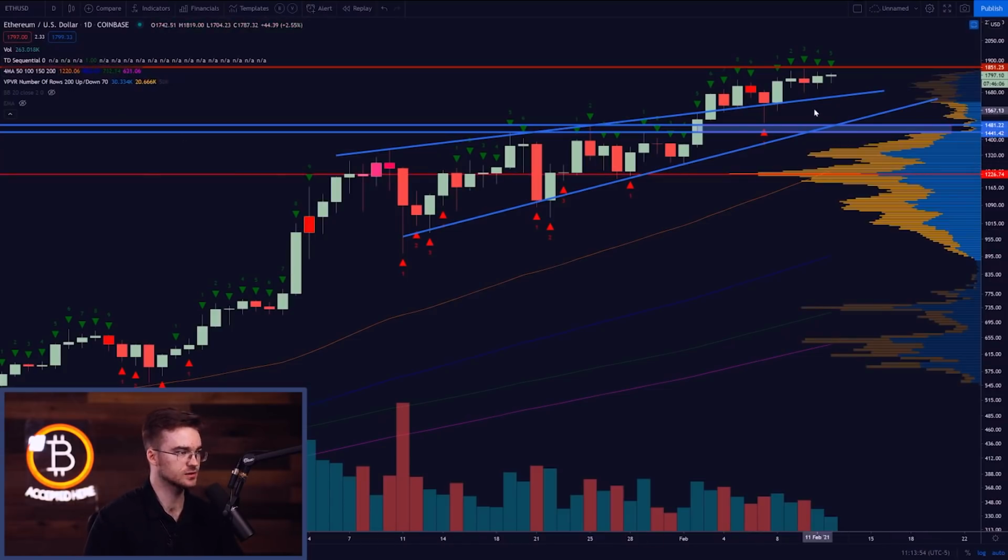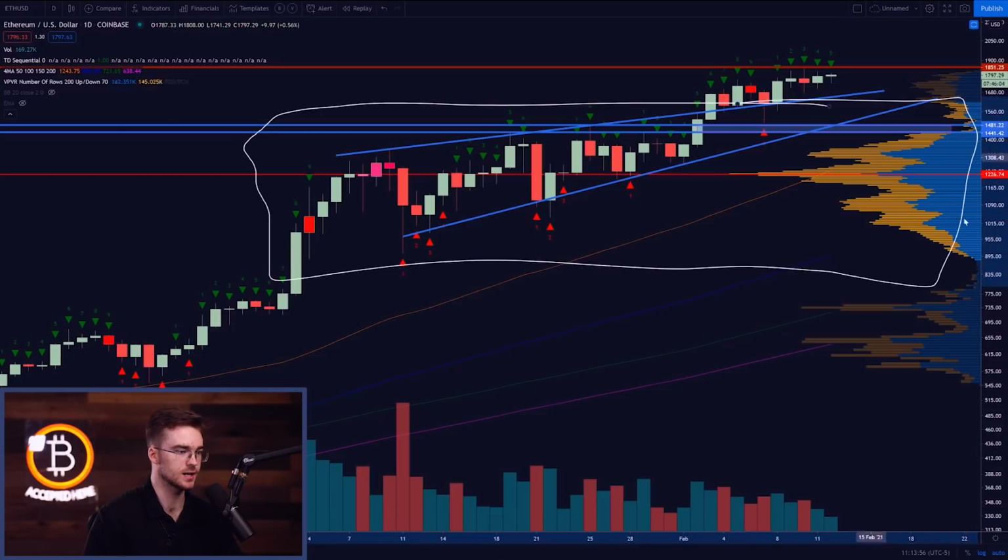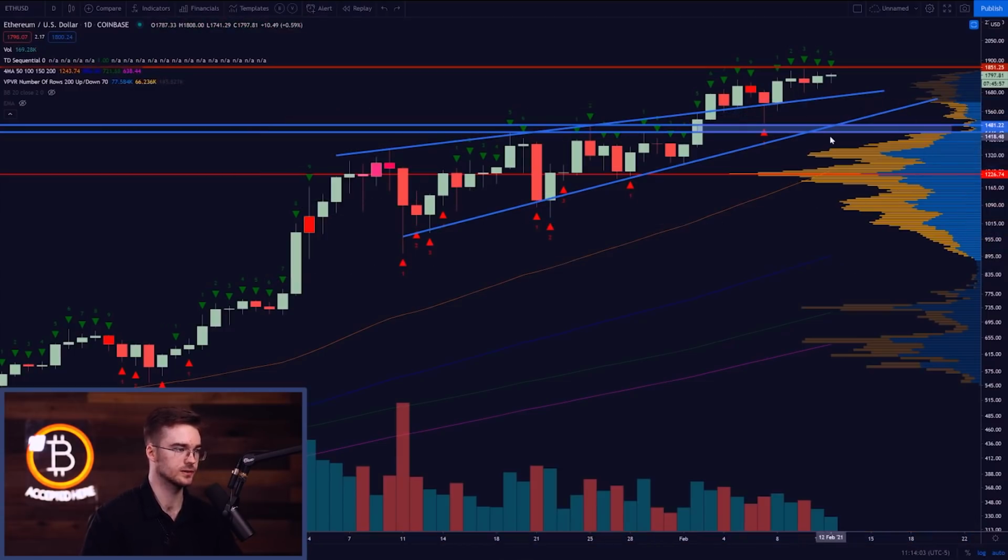VPVR is showing massive support being built up in this region right here between $850 to $1,500. There is a large amount of support because of all of the trading we have done back here. What that means is that if we do correct, we will more than likely find support on one of these trend lines, this box of support that we drew, or the VPVR. So we have a lot of support beneath us.